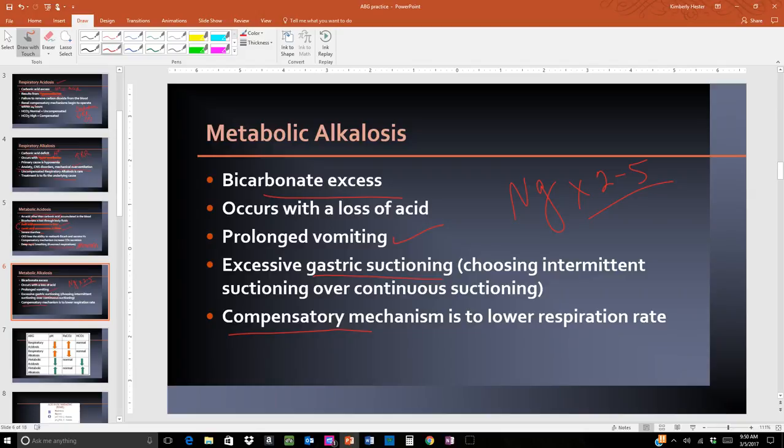So one thing that we've started doing at the bedside to help prevent this is we have stopped the continuous suctioning and moved on to the intermittent suctioning. So when you see patients that are on intermittent NG suctioning, that gives you an idea that it helps their body to not lose so much of that acid.